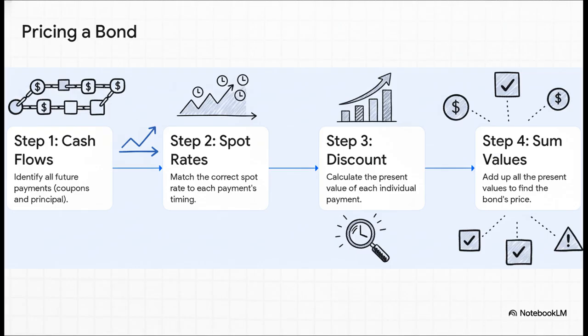Now, the real key here is step 2. You have to value each of those future payments using the specific spot rate that matches its timing. A payment you get in 1 year, you use the 1-year spot rate. A payment in 10 years, you've got to use the 10-year spot rate. Each piece gets its own rate.